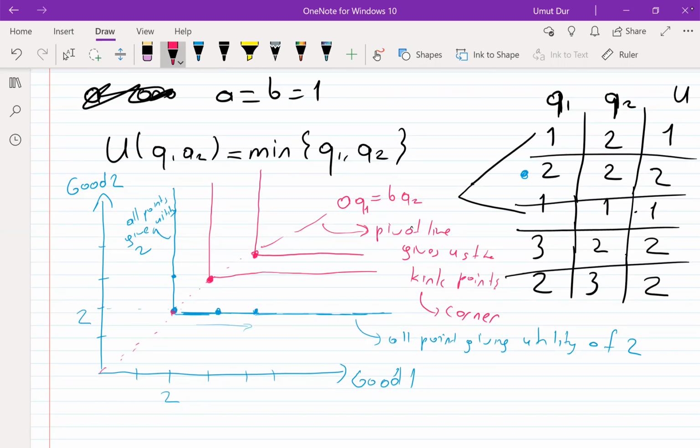So we will come to this point. This is important here. For example, for this specific utility function, since a is 1 and b is 1, this is just a 45-degree line. So we have the indifference curve. Any question?